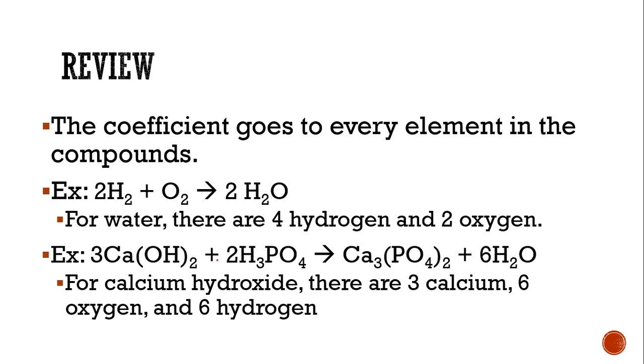For example, if you are saying water, which is H2O, and I have a coefficient of 2, that means 2 times 2 gives me 4 hydrogen, and then 2 times 1 oxygen gives me 2 oxygen. Down here, if we were looking at the example, calcium hydroxide, there are 3 calcium because there's an understood 1. But there are 6 oxygen because the 2 is going to oxygen, but also the 3, so 2 times 3 is 6. And then for hydrogen, there are also 6 because of the 2 from outside the parentheses, and again the 3 here.